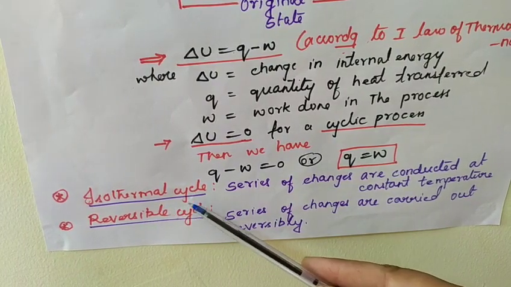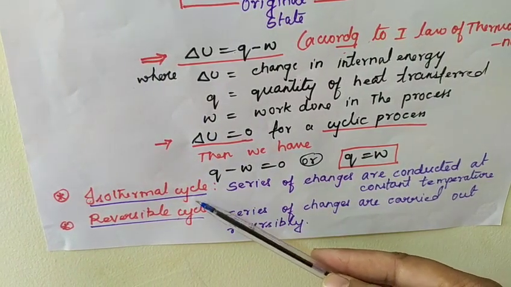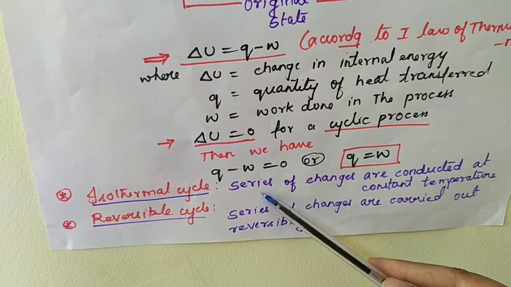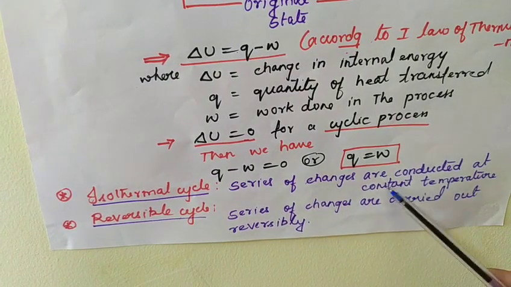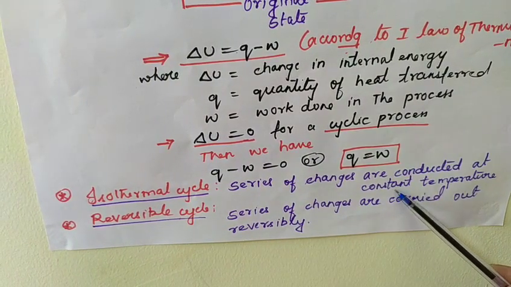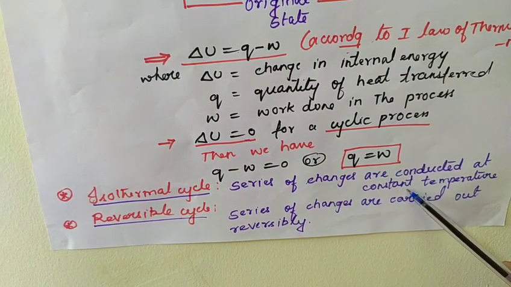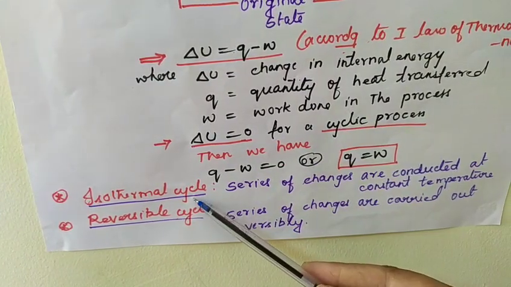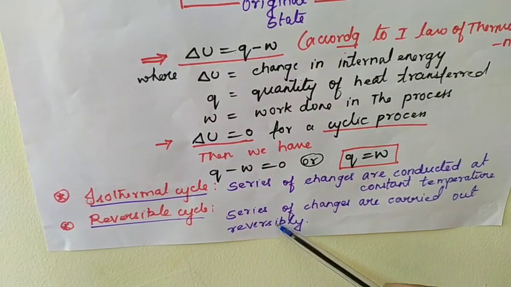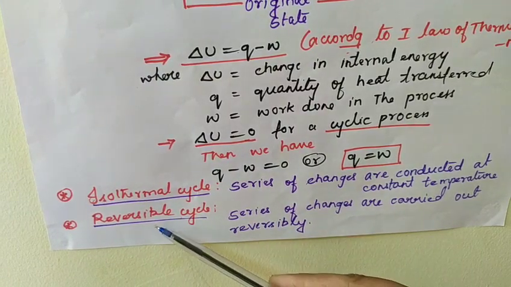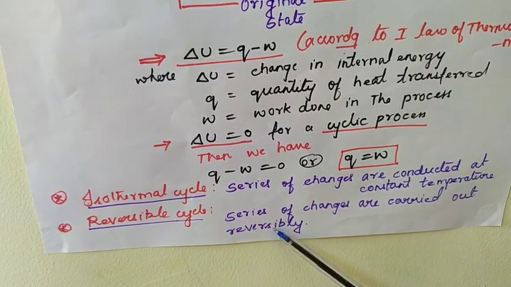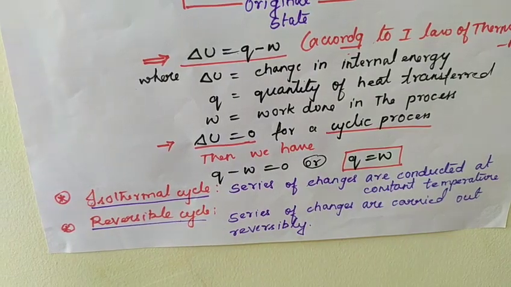Now for an isothermal cycle: if the cyclic process is carried out at constant temperature, that is, a series of changes is conducted at constant temperature, we call it an isothermal cycle. In an isothermal process the temperature is maintained constant. If reversibility is maintained in the cycle, that is, the series of changes are carried out reversibly, then we call it a reversible cycle.